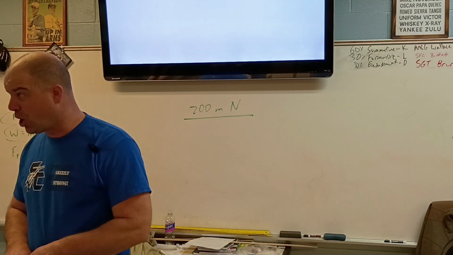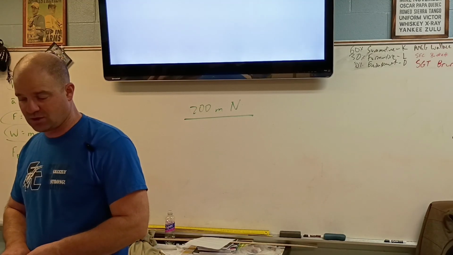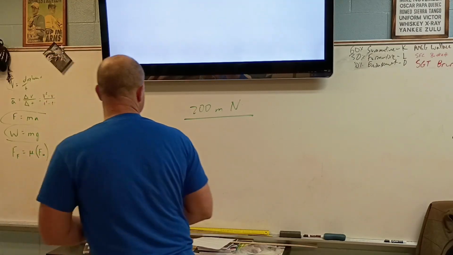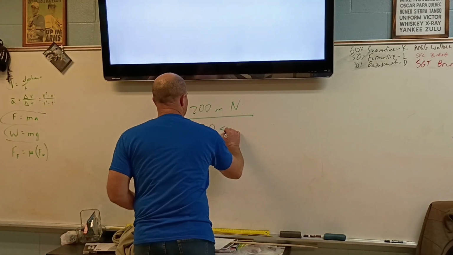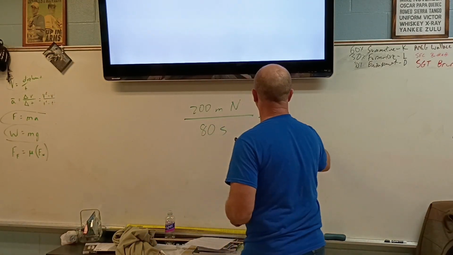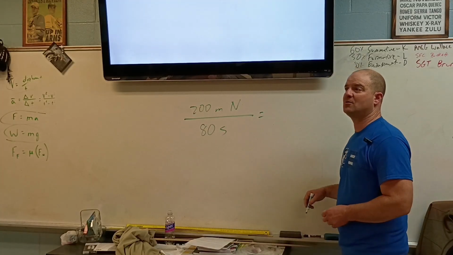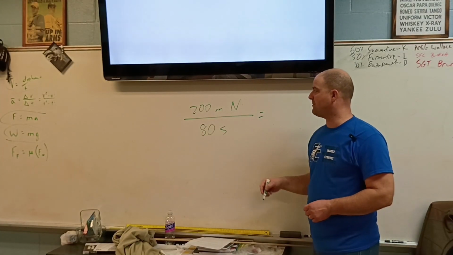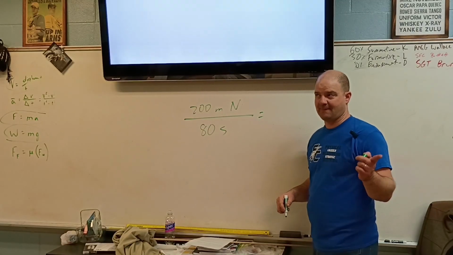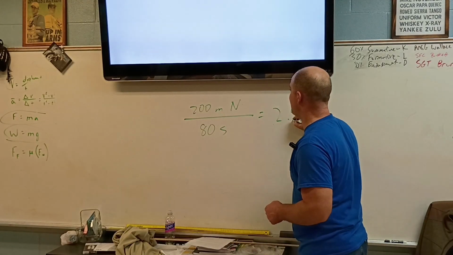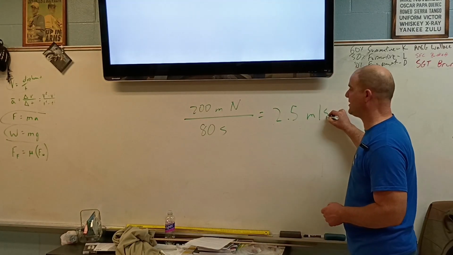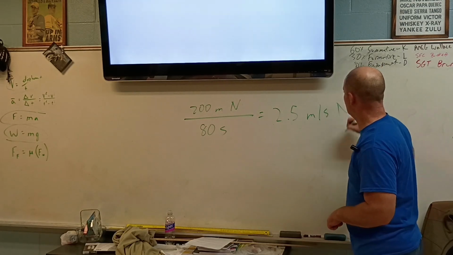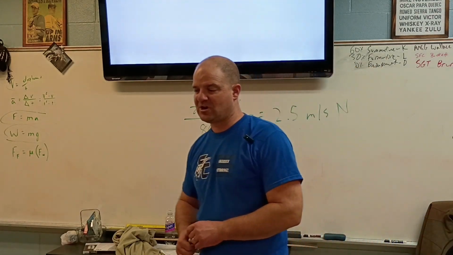So what was their total time? 80 seconds. So we're going to end up with a velocity of, what's 200 divided by 80? 2.5 meters per second north is your average velocity.